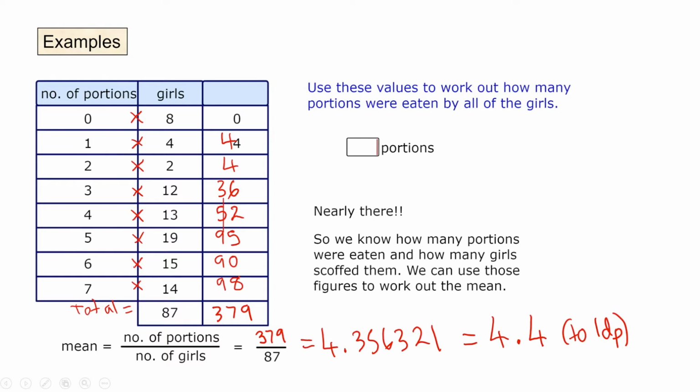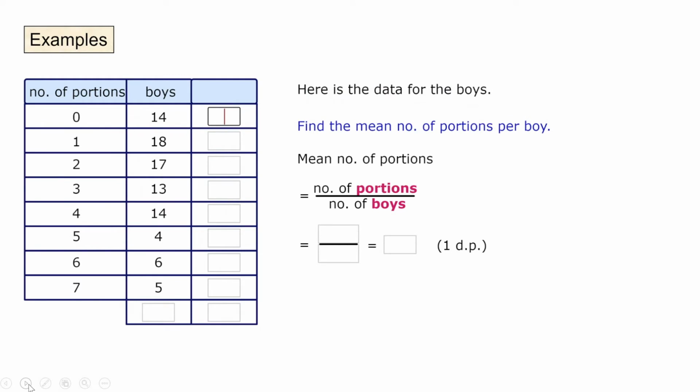Okay, so then if you were testing a hypothesis on this, maybe, so a hypothesis is a statement. So for example, it may be that you were trying to see whether or not girls were healthier than boys with the amount of fruit and veg that they ate. So what you'd do is you'd collect data. So like there, they collected data for girls, and here then you may be collecting data for boys. Okay, so again, what you'd need to do to find the mean, you need to find the total number of portions divided by the total number of boys, and then that will help you then to find the mean.